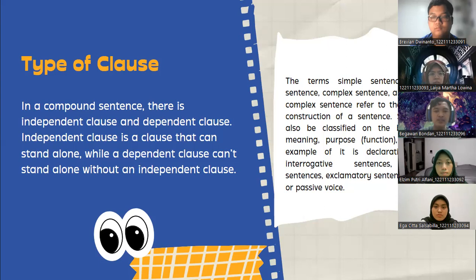The terms simple sentence, compound sentence, complex sentence, and compound complex sentence refer to the grammatical construction of a sentence. Sentences can also be classified on the basis of their meaning, purpose, or function, or voice. An example of it is declarative sentences, interrogative sentences, imperative sentences, exclamatory sentences, and active or passive voice.